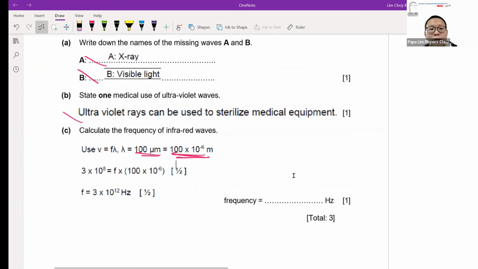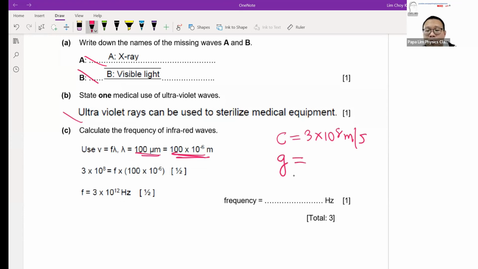Speed of EM wave. Two constants that students are required to know are the speed of the EM wave in vacuum, which is 3 times 10 to the power 8 meter per second, and the gravitational field strength on Earth, which is 10 Newton per kg. So these are the constants that we would like to remember.